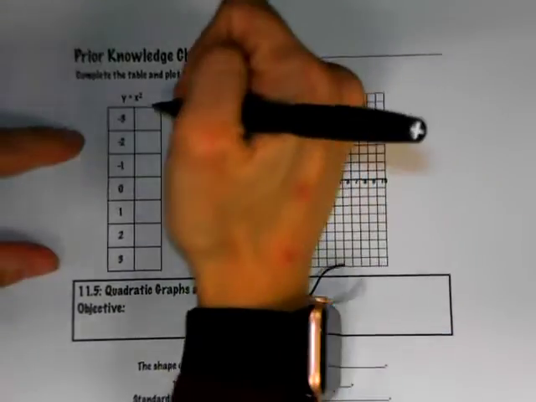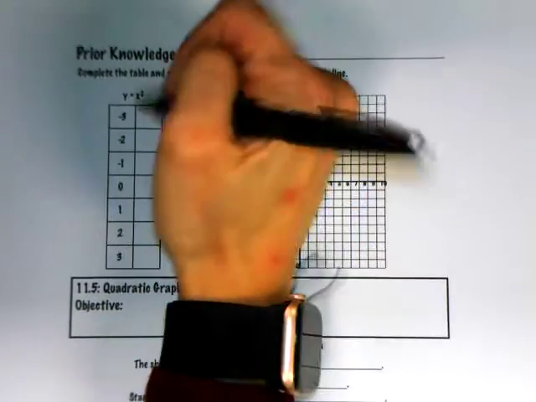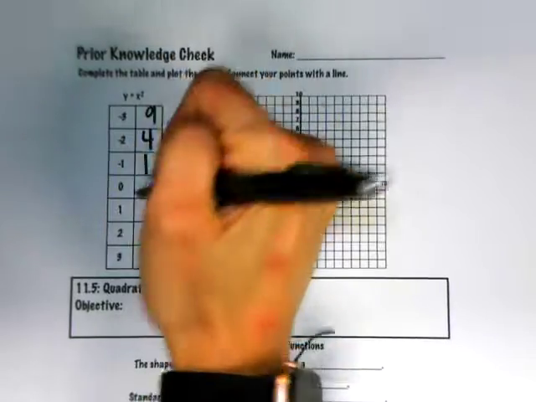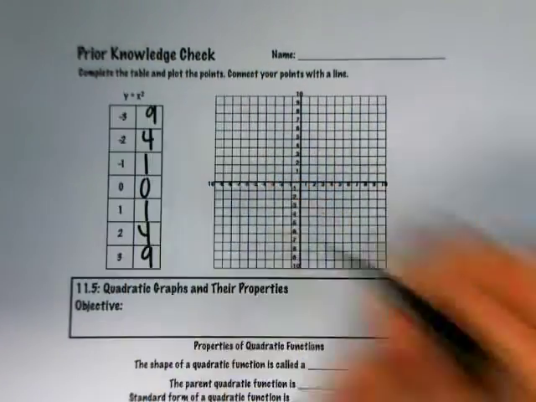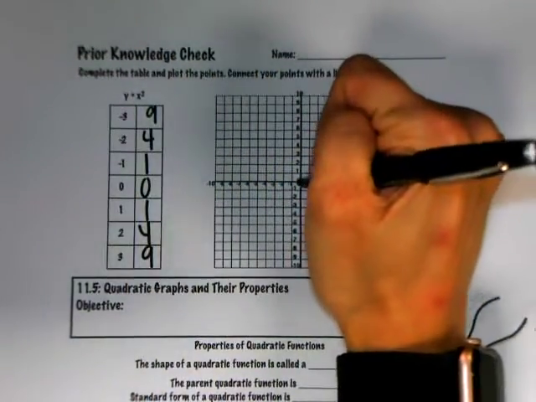So what did you guys get when you plugged in negative 3? 9, 4, 1, 0, 1, 4, 9. Perfect. Okay.